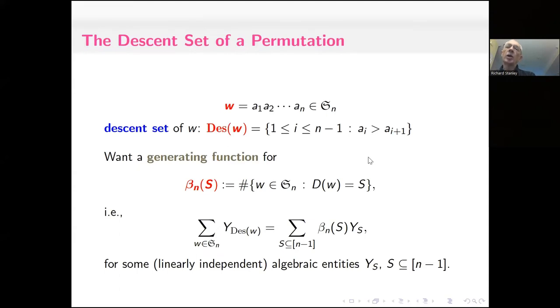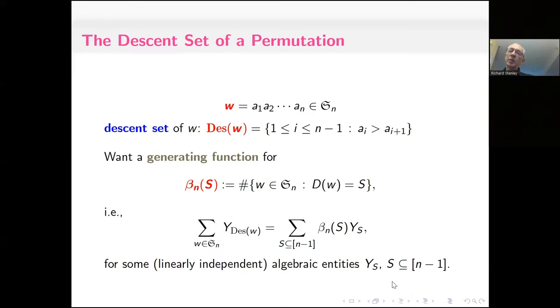And we would like to understand how many permutations in S_n have a given descent set S. We could call this number beta_n(S). A good tool for doing this is to find a generating function for this number beta_n(S). In other words, we want some kind of algebraic entity, y_S, indexed by subsets of 1 up to n minus 1.